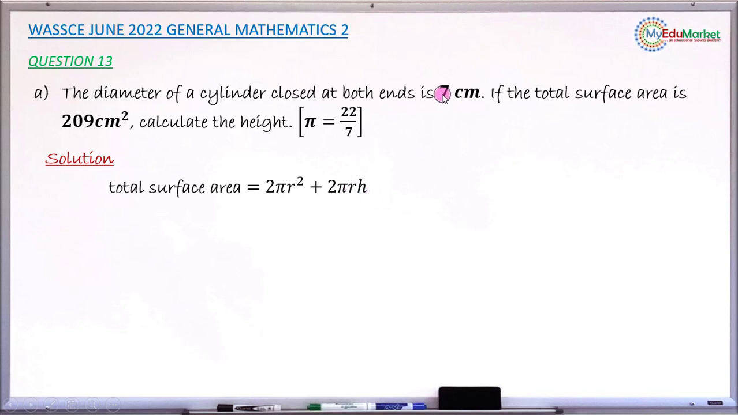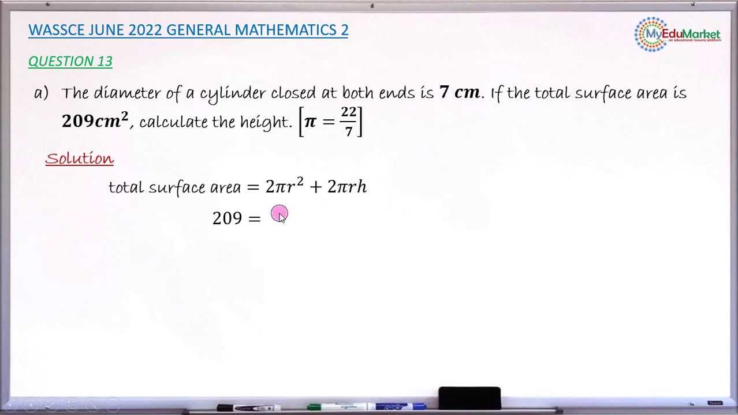We can determine the radius. 7 is the diameter, so dividing 7 by 2 gives us the radius. The total surface area is given in the question as 209. What we are lacking in this formula is the height, and that is what we are asked to find. So substituting in the formula: 209 for total surface area, replacing pi by 22/7, and the radius by 7/2, that is half the diameter. What we don't know is the height.